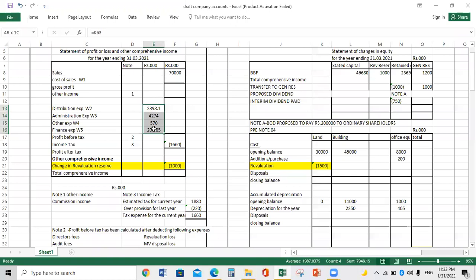The total is 7,948.50. 7,900 and I forgot, man. What did I tell? I already forgot those. 7,948.15. Okay. 48.15. So that's done. Now go to the PPE note. Finish the PPE note.